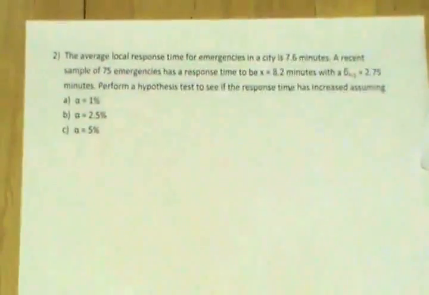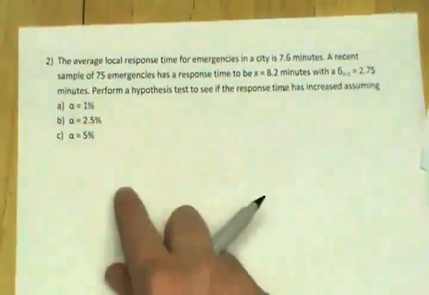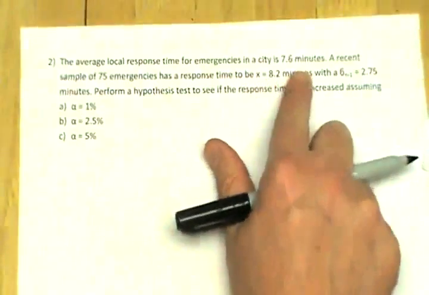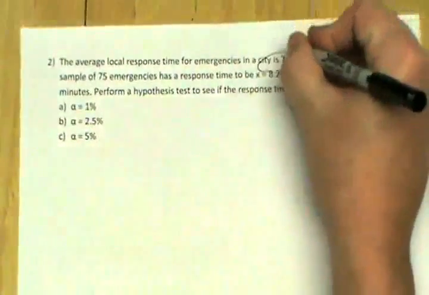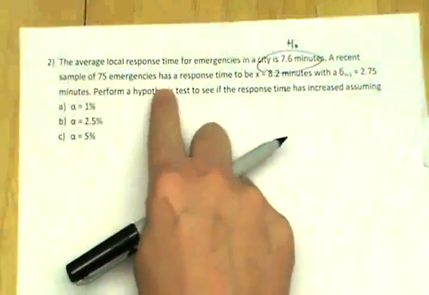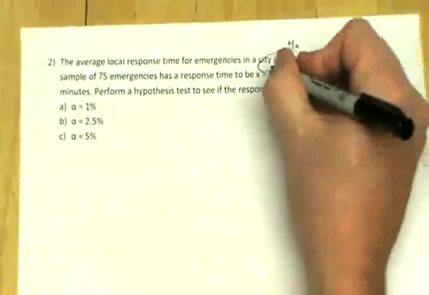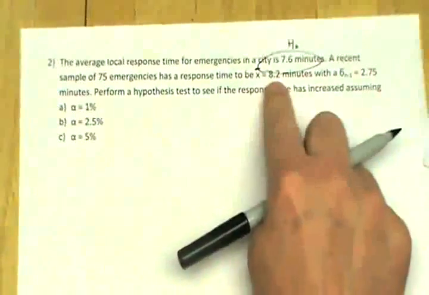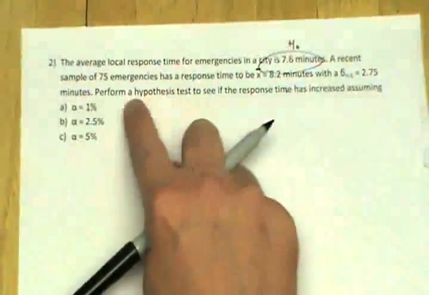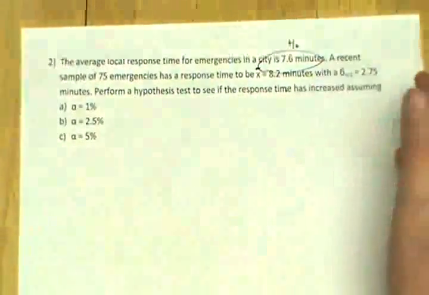So let's do a bunch. We're going to do about 6 problems. And in those 6 problems, hopefully by the time we get through like 4 and 5 and 6, you got this down pretty good. So number 2. The average local response time for emergencies in a city is 7.6 minutes. So that's the stated, that's H0. A recent sample of 75 emergencies found a response time to be a mean, X bar, 8.2 minutes with a standard deviation of 2.75 minutes. Okay. Perform a hypothesis test to see if the response time has increased.